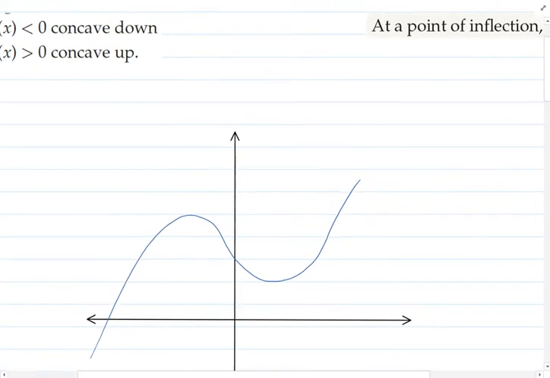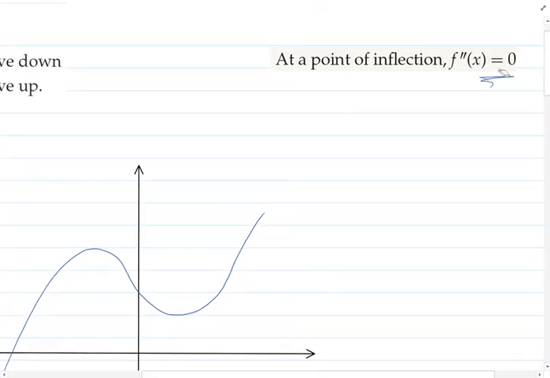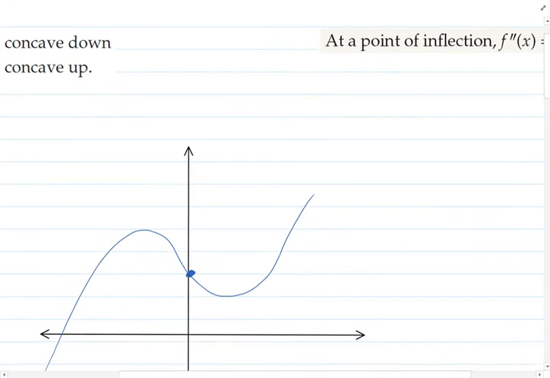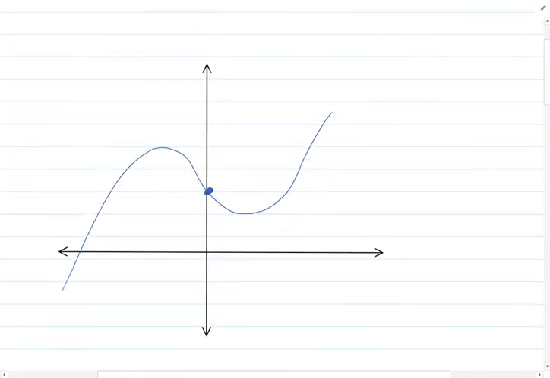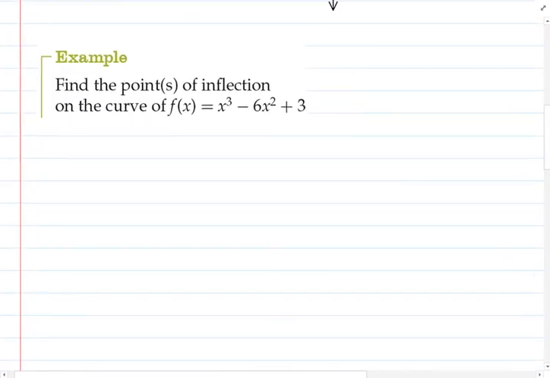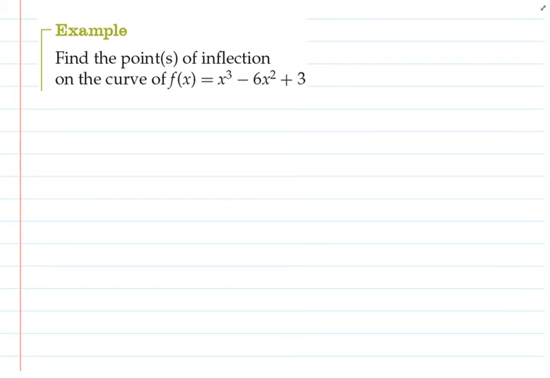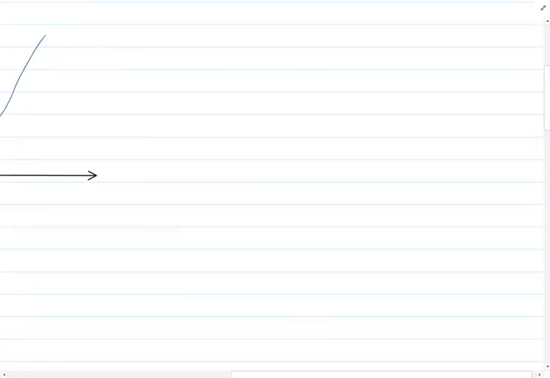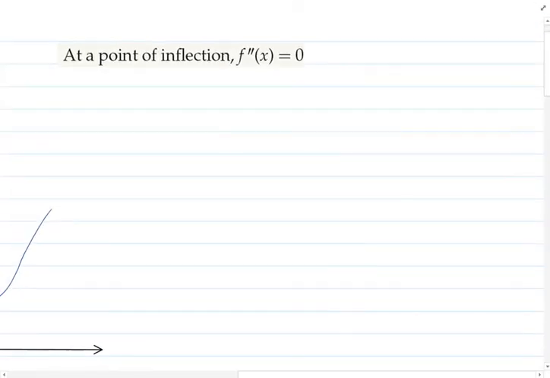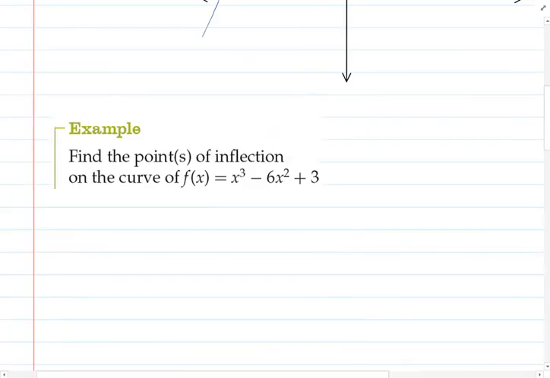Okay, and then at a point of inflection, the double derivative is 0. So there is a point somewhere between those two where it changes from being concave down to concave up. So let's look at an example anyway. This question here is asking us to find the points of inflection. So here we're going to go to the double derivative because that's what will find us the point of inflection.